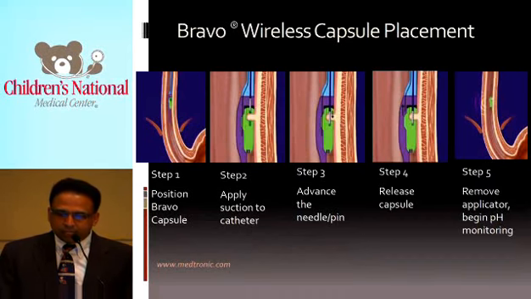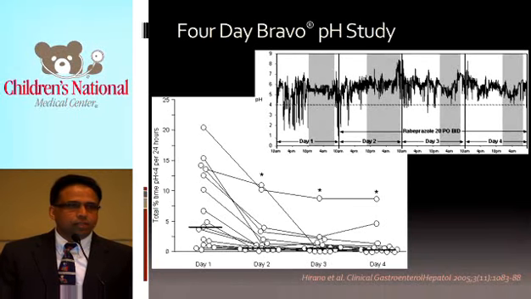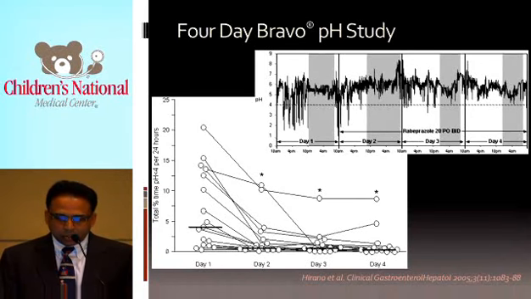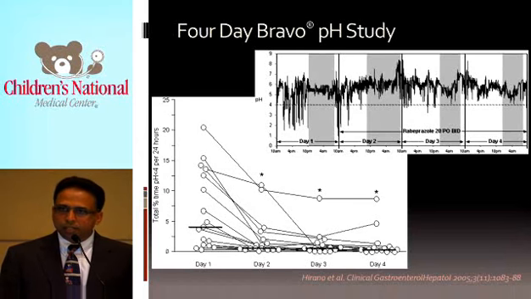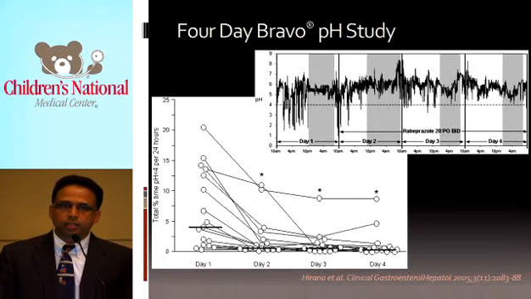The biggest advantage of this test is that it can stay there for 4 to 5 days, as opposed to a wireless pH study, which we typically do for 1 day. A study that came out first from Japan has been reproduced in the US in adults, showing that on the first day you would miss 2/3 of these episodes of reflux in patients who were not responding initially to anti-acid medication.